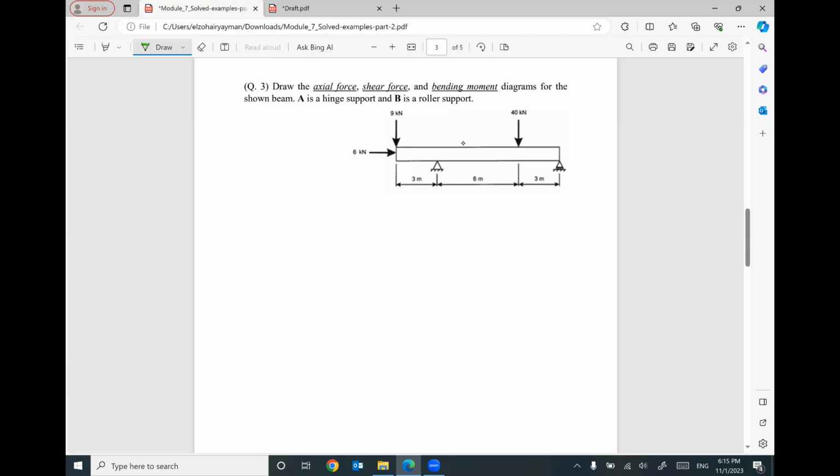So we need also to draw the axial force, shear force, bending moment diagram for the given beam. A is here, is hinge. B is here, it's roller. So first step, I have to start with reactions. Go ahead and set up your reactions. At A, I have 2 reactions, YA and XA. At B, we have only 1 reaction, YB.